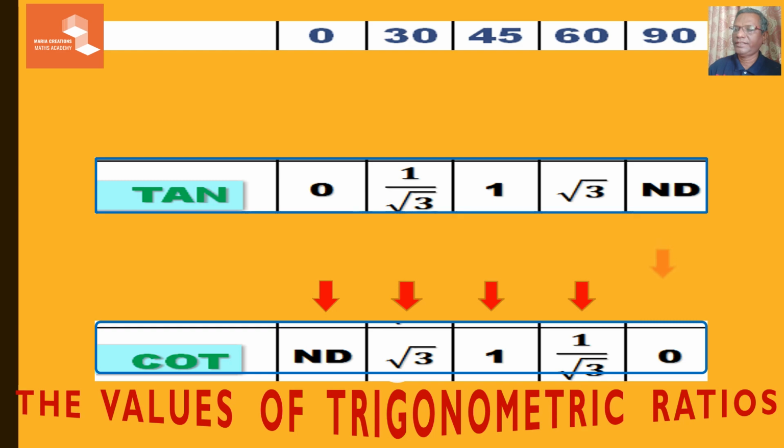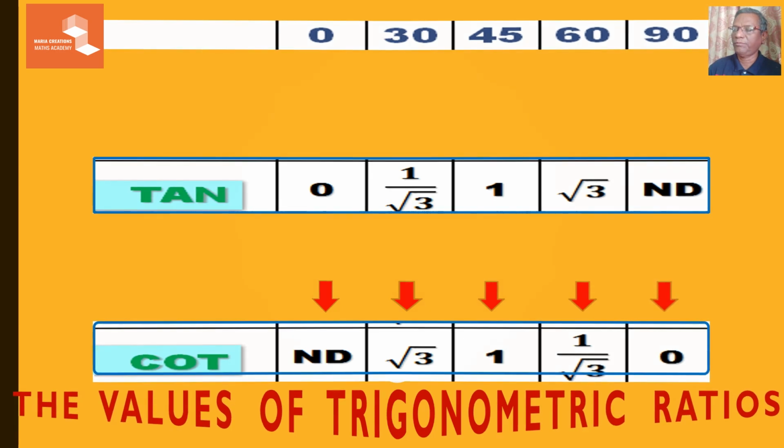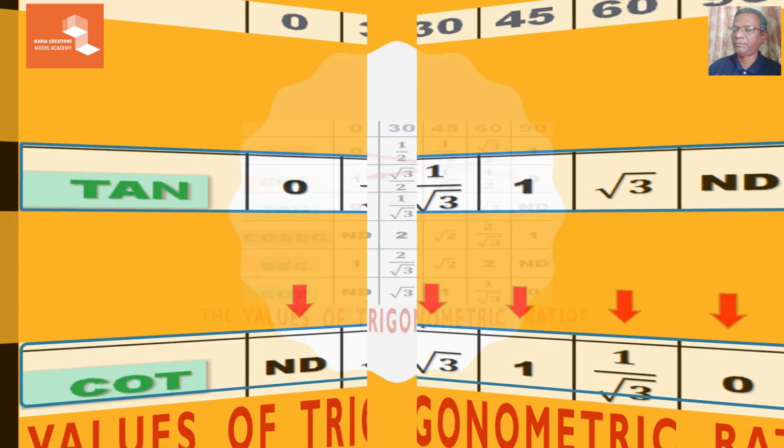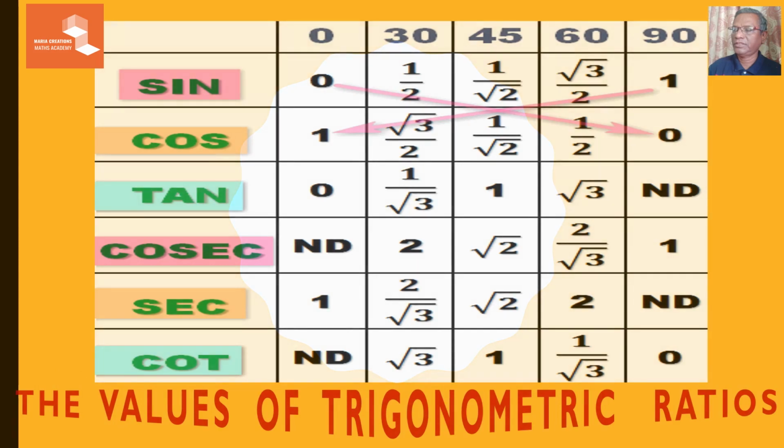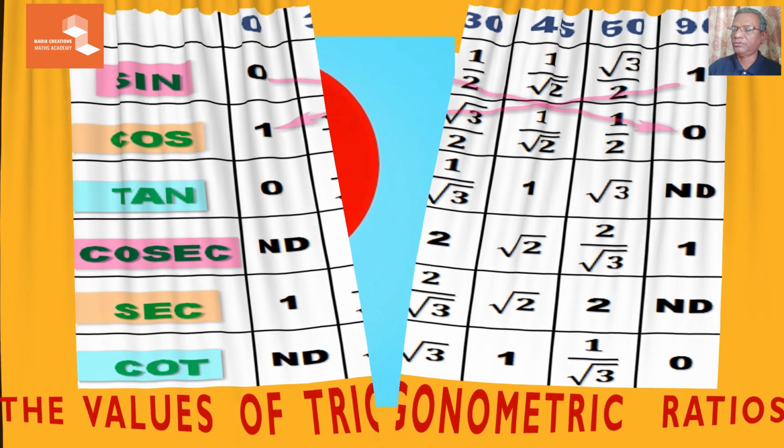Cot 90 degree is the reciprocal of undefined. Undefined is 1 by 0. Thus, the reciprocal of 1 by 0 is 0. Hence, it is enough if you know the process of finding sine function. By using sine function, we can easily find the rest of the trigonometric values. I hope you might have understood how to find these values.